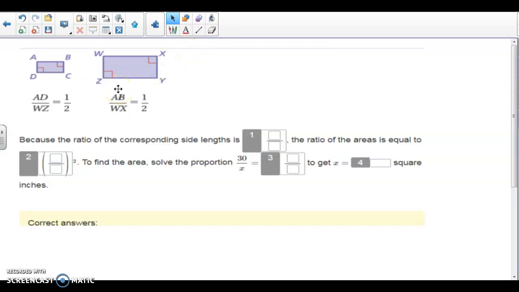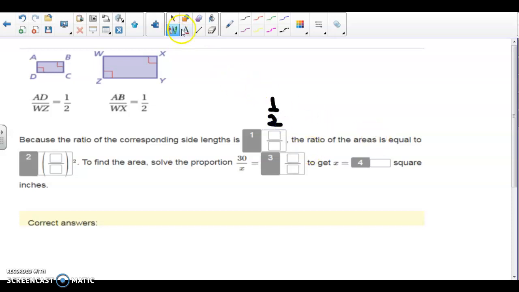Alright, to do this problem here, it says because the ratio of the corresponding side lengths is blank. So they're saying that AD to WZ is 1/2. They're saying AB to WX is 1/2. So that means that the corresponding side lengths, the ratio is 1/2.